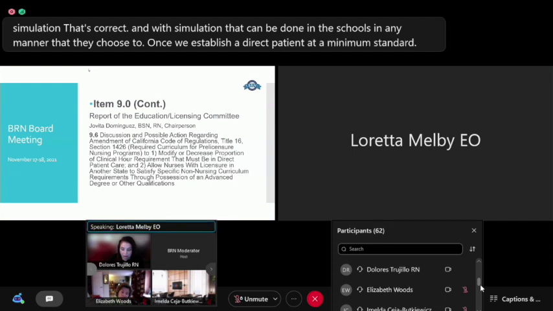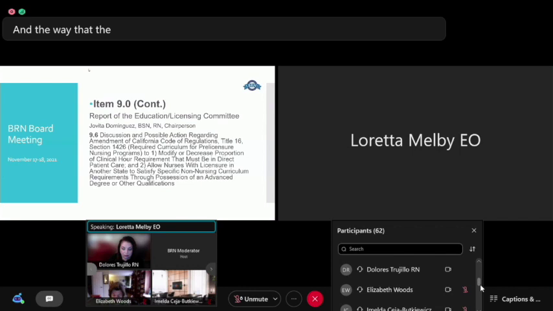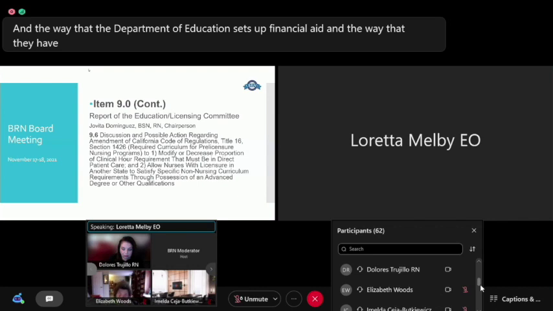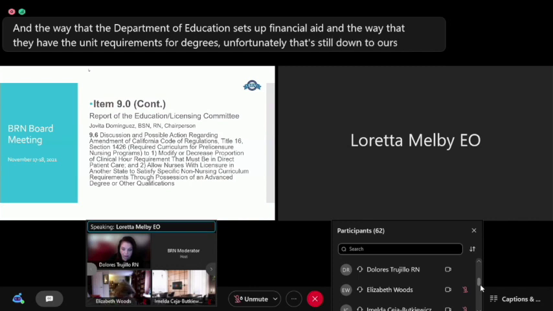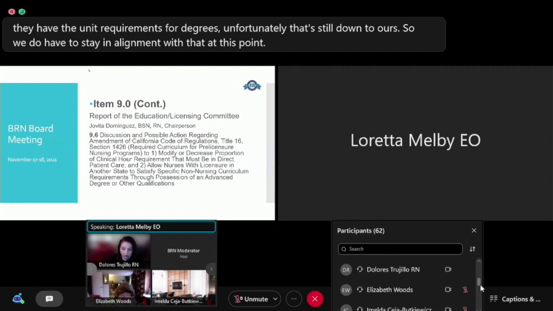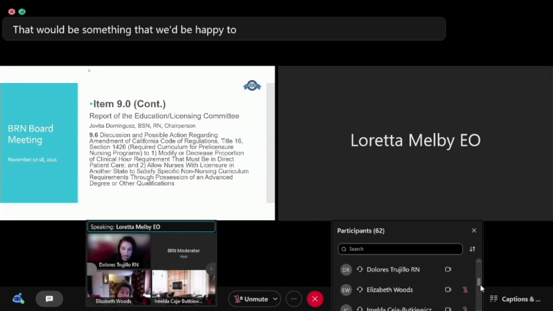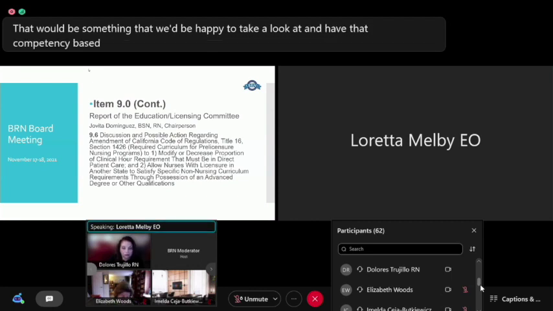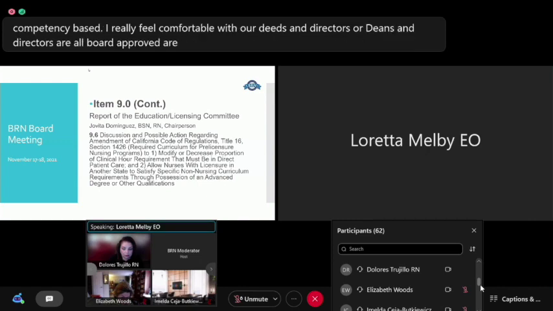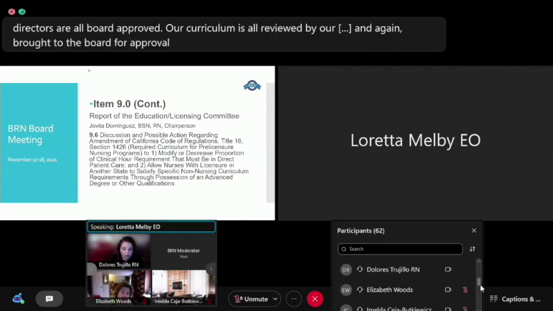The way that the Department of Education sets up financial aid and the way that they have the unit requirements for degrees, unfortunately, that's still down to hours. So we do have to stay in alignment with that at this point. But in the future, that would be something that we'd be happy to take a look at and have that competency based. I really feel comfortable with our deans and directors. Our deans and directors are all board approved. Our curriculum is all reviewed by our NECs and again brought to the board for approval. And they do an amazing job with that.